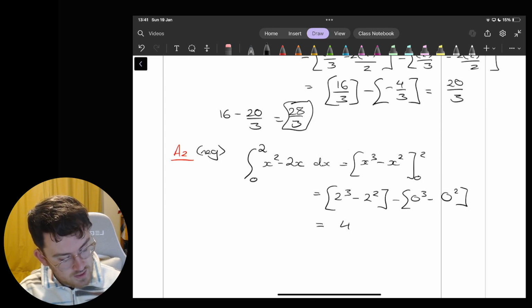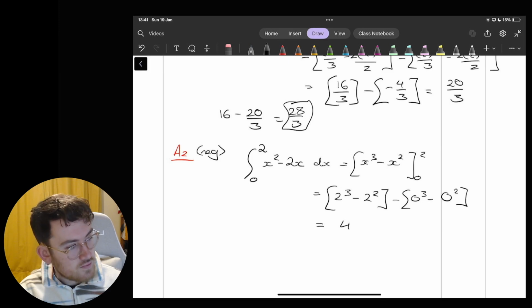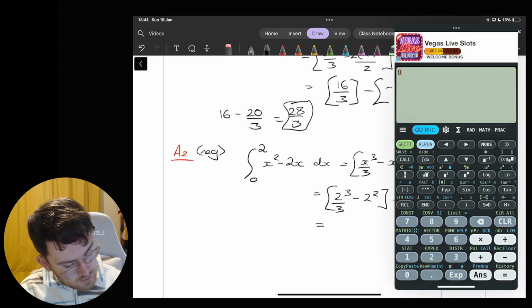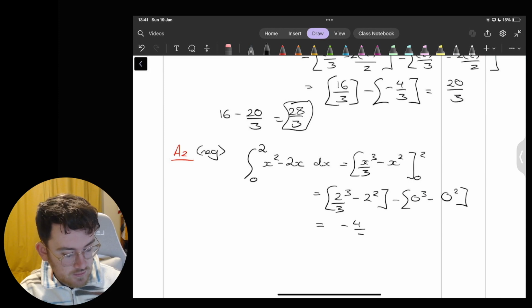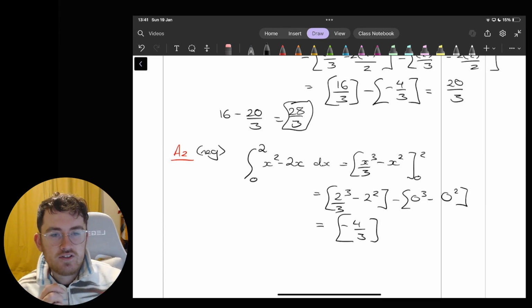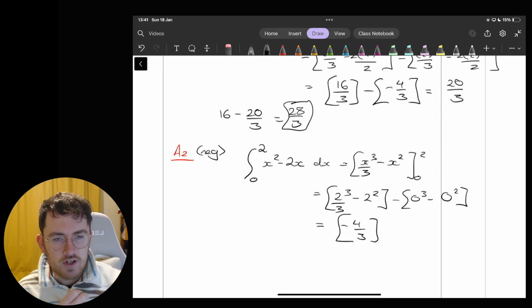Okay, no, I've made a mistake here, sorry. X cubed over 3, excuse me. X cubed over 3. So 8 over 3 minus 4. There we go. And how do I know I've made a mistake? Because it wasn't negative. So that's why it's important to have that consideration before we start. So a negative answer there is what we expected. We didn't get negative straight away, so there's something wrong there, and I had forgotten my over 3 there.